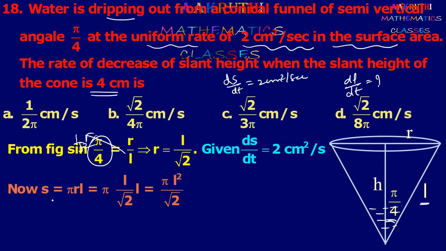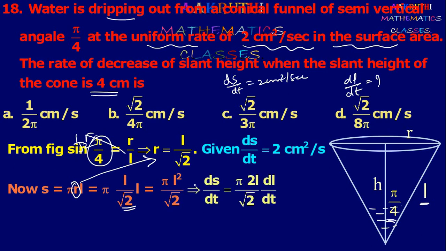So now here we have the surface area formula, S equal to pi r L. So we substitute for the r value. So here the r value is L by root 2. Therefore when we substitute we get pi into L by root 2 into L. It is pi L square divided by root 2.